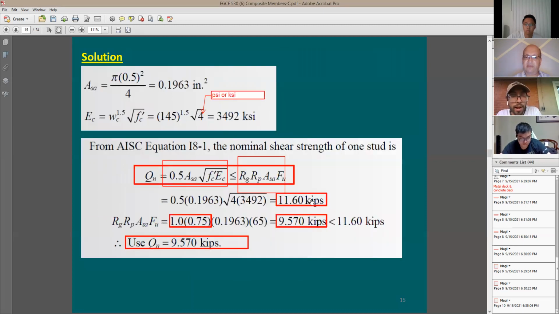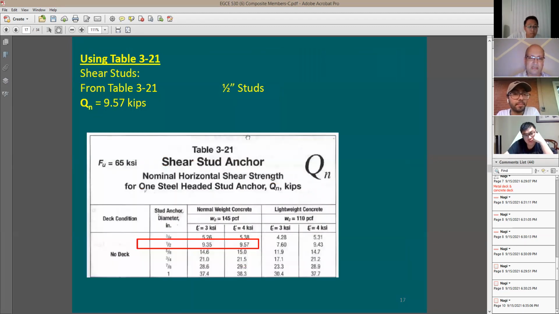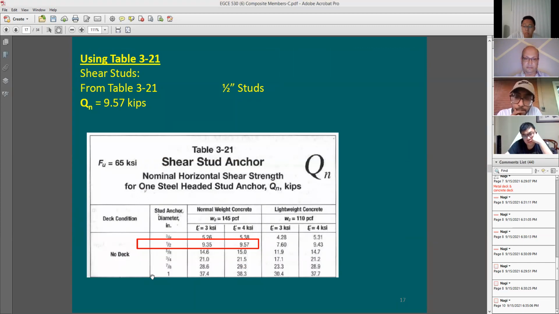Now look at this value that I just calculated, 9.57 kips. What was the size? Half an inch. Concrete strength, oh, it's giving normal weight, 4,000. Let's look here at the steel table and see what we have. To answer the question of whether we have metal and concrete, and the metal was perpendicular to the steel sections, in this case, yes, we do.